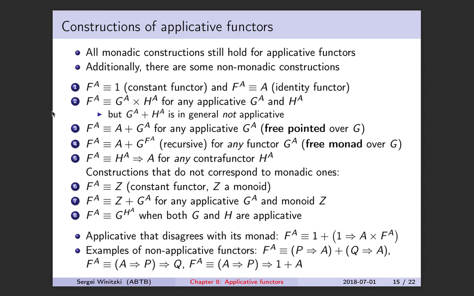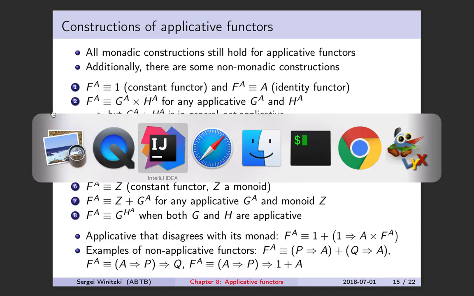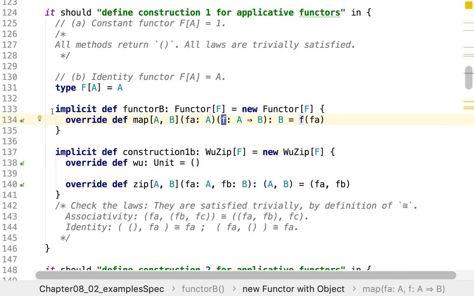The first construction is constant functor and identity functor. Both of these functors are also monads, and their applicative instance is following from their monad instance. Nevertheless, let's look at the code. The constant functor is a functor that takes a type parameter a and returns a unit type.